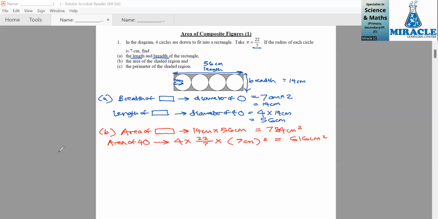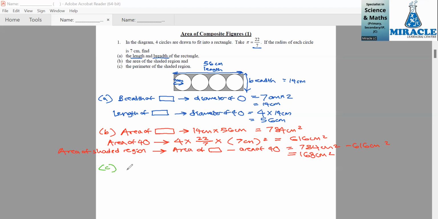So now we can find the area of the shaded region, which is the area of the rectangle minus the area of 4 circles. That equals 784 cm squared minus 616 cm squared. And this gives us 168 cm squared. So that is your answer for part B. Now on to part C.